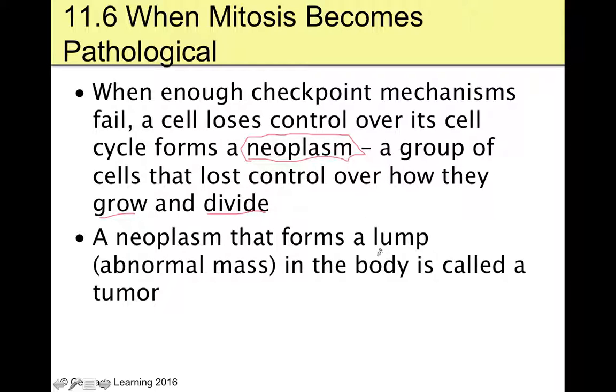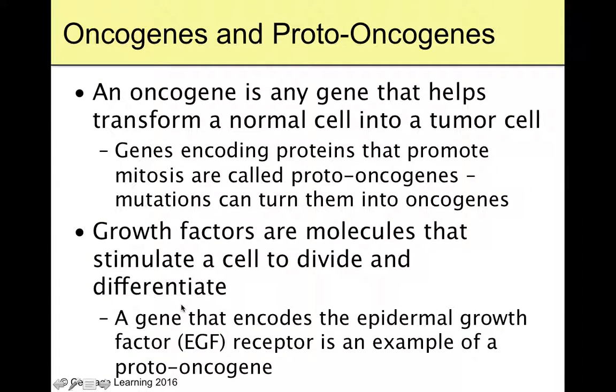If a neoplasm forms a lump, we call that lump a tumor, and people start to freak out a little bit, which is understandable because we have a big mass of cells that is not obeying the orders to stop dividing, and that can very well become cancerous, and that's not good.